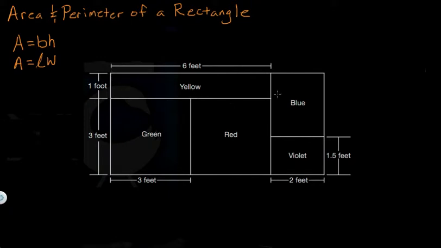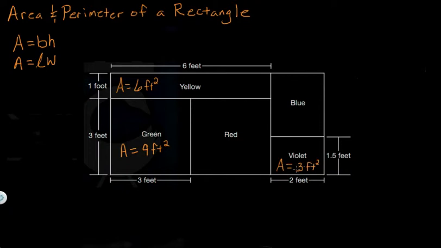And we see again that the yellow is a rectangle. It has dimensions of 6 by 1. So we multiply the base times the height. So 6 times 1 gives us an area of 6 square feet. We can find the area of the green, given that it has a height of 3 and a base of 3. So 3 times 3 gives us an area of 9 square feet. And we can find the violet simply enough because we're given that the base is 2 and the height is 1.5. So that tells us that the area, 2 times 1.5, gives us 3 square feet.